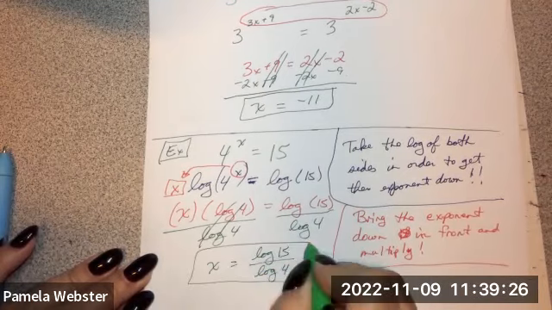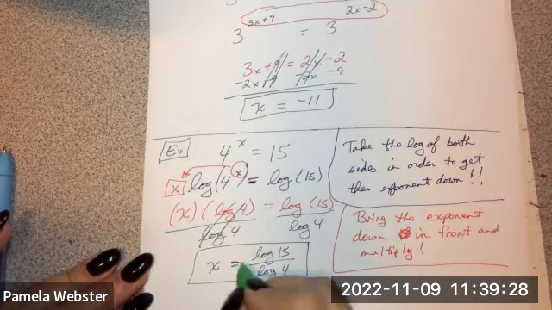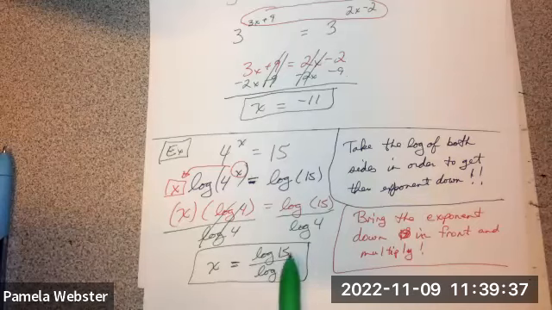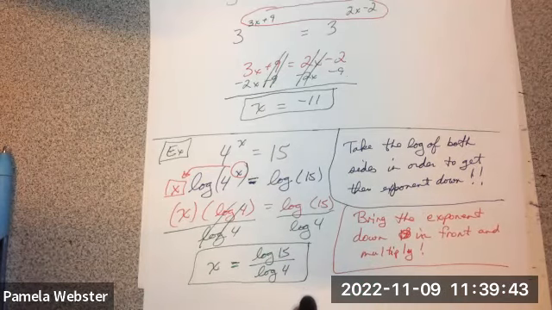I don't care what that number is over there, unless they ask me to give a decimal approximation. What I care about is that there's only this one x by itself and everything else is a number value. These are things I can punch on my calculator and get a value for. So I've got x by itself. That's what I care about.